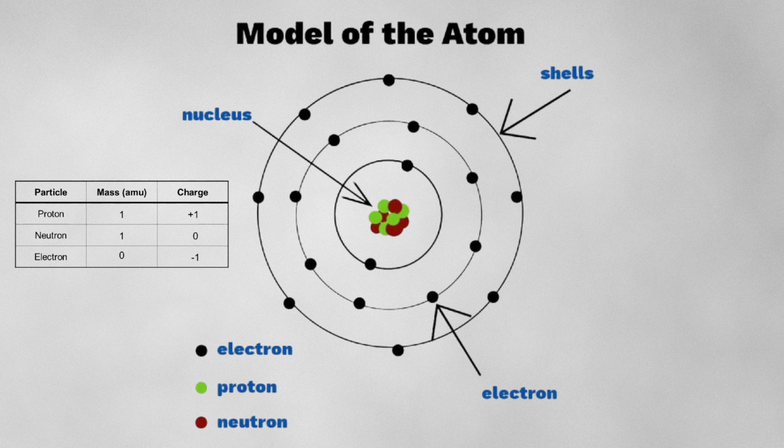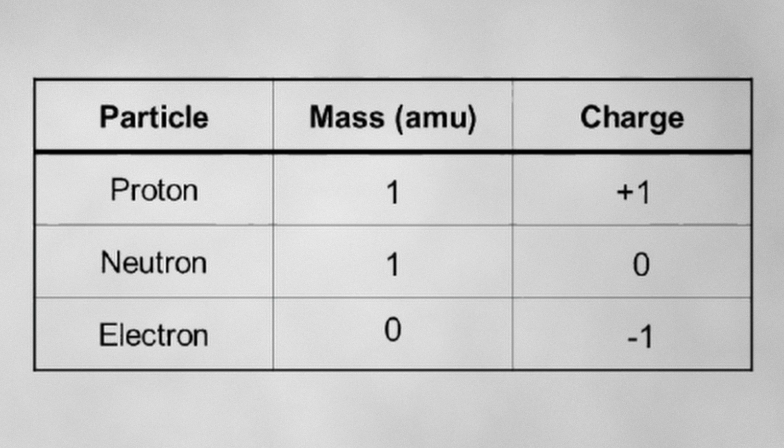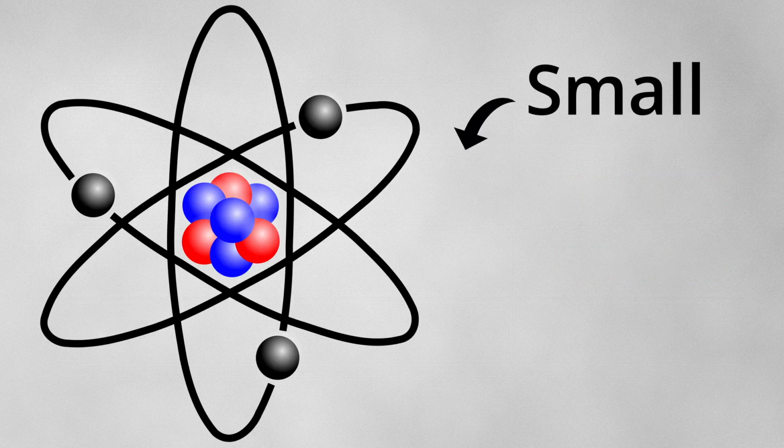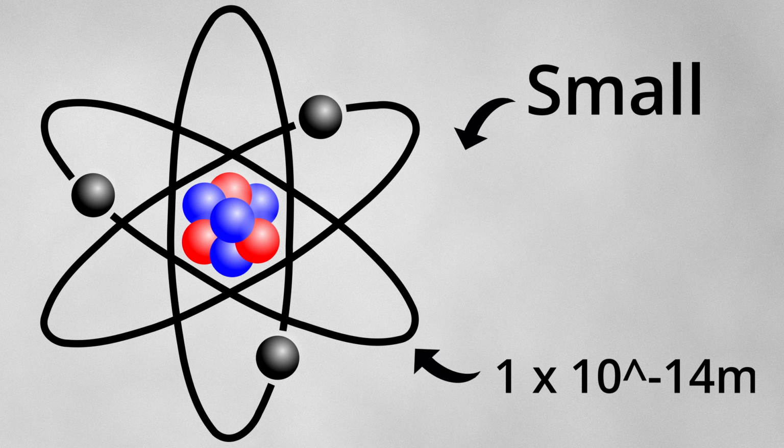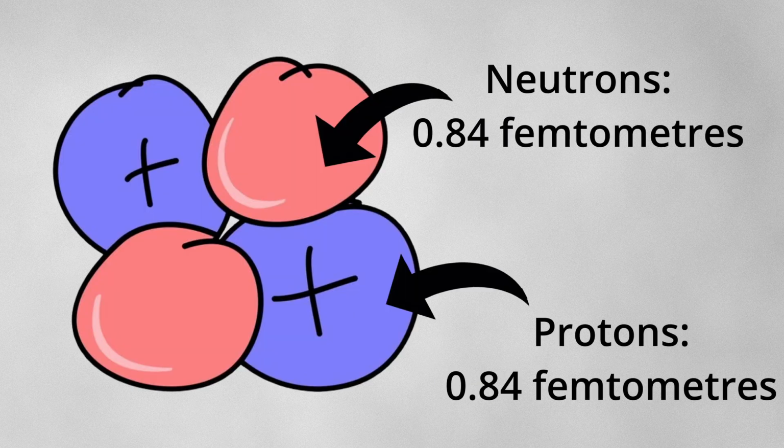This nucleus contains both protons and neutrons and is positively charged, because the proton charge is 1 and the neutron charge is 0. Also, it is incredibly small. It is only 1 times 10 to the minus 14 metres. The protons are 0.84 femtometers and the nucleons are only 1 femtometer.